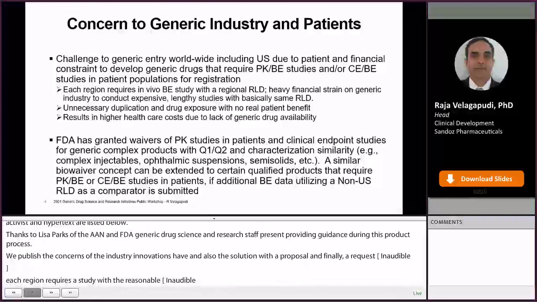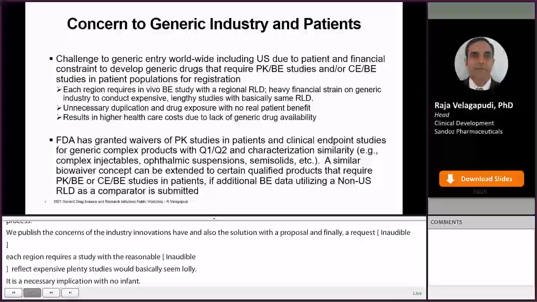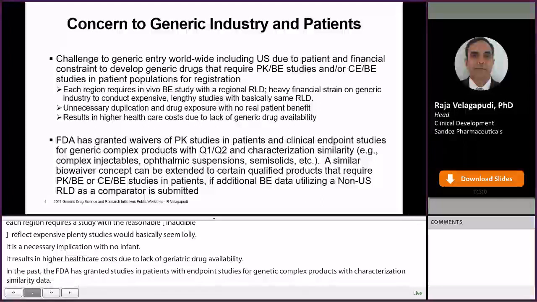In the past, FDA has granted waivers of PK studies in patients with clinical endpoint studies for generic complex products with Q1, Q2, and characterization similarity data. A similar biowaiver concept can be extended to certain qualified products that require PKBE or CEBE studies in patients if additional BE data utilizing the non-US RLD as a comparator is also submitted.